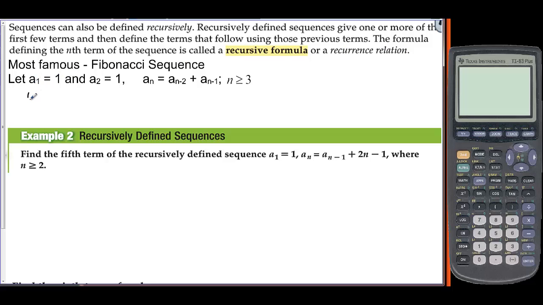The first term is 1, the second term is 1, and then you get the one you want by adding the previous 2 terms. So then we get 2, which is 1 plus 1. Then 2 plus 1 is 3. 3 plus 2 is 5. 5 plus 3 is 8. 8 plus 5 is 13, and so on.